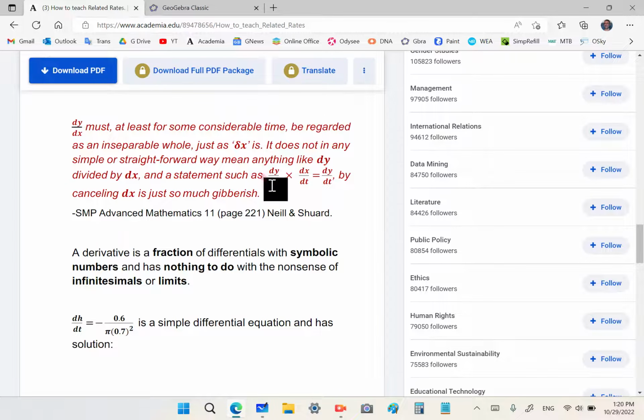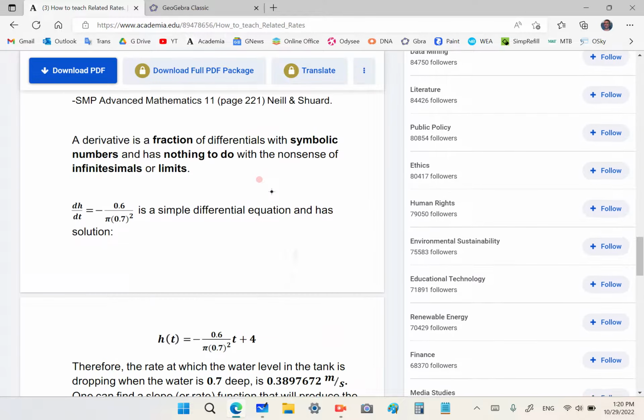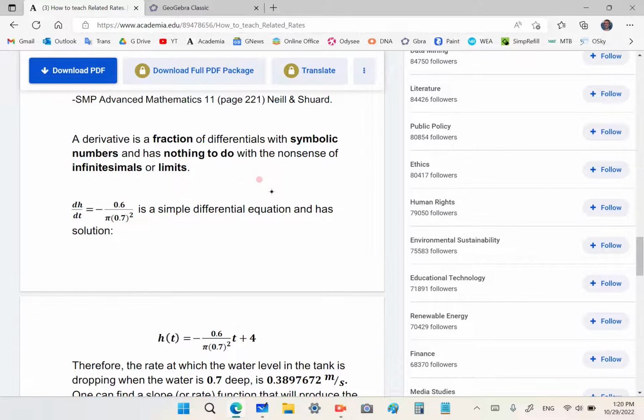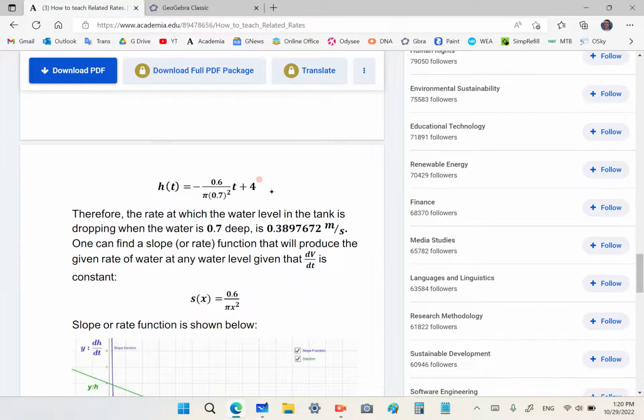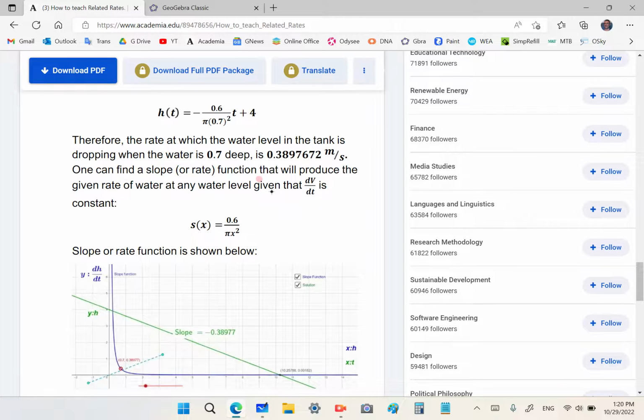So a derivative is a fraction of differentials, okay? So if dy over dx is a derivative, the differentials are dy and dx. And the differentials are symbolic numbers, and the fraction is a symbolic fraction. And it has nothing to do with the nonsense of infinitesimals or limits. It's exactly a number. So dh dt is a simple differential equation and has the solution.